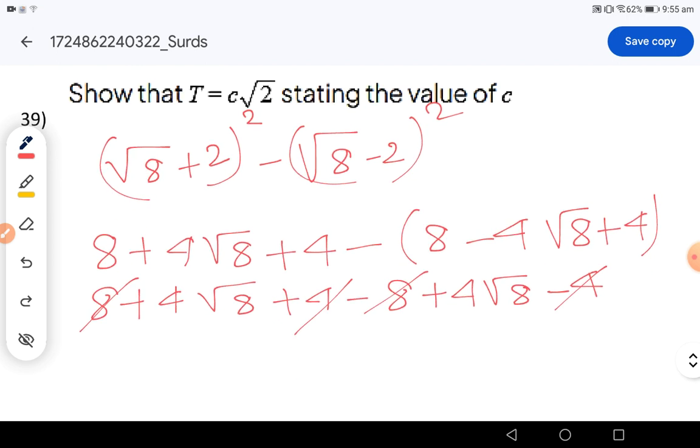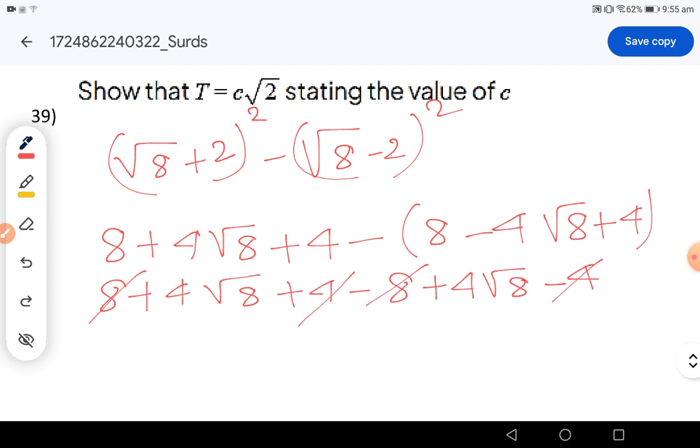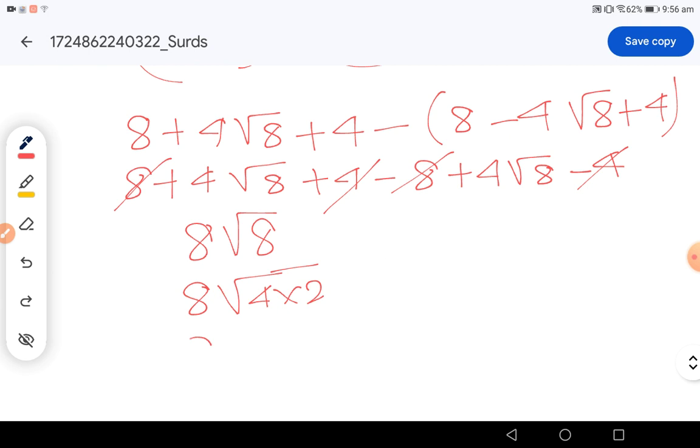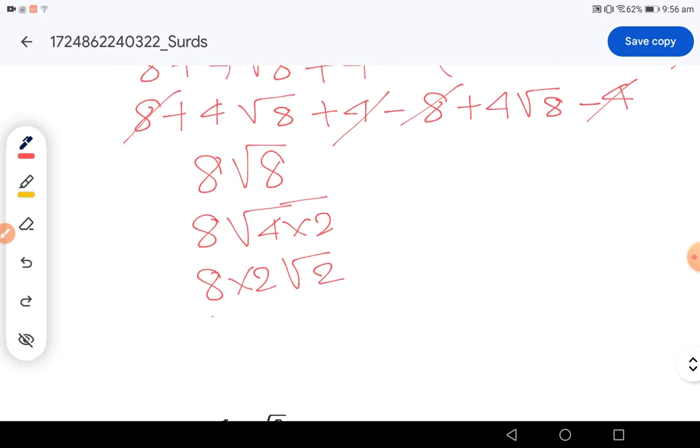So we have 4 root 8 plus 4 root 8. 4 and 4, 8 root 8. And root 8 can be written as 2 root 2. So that means 8 into 2 root 2, so that means 16 root 2, that is the answer.